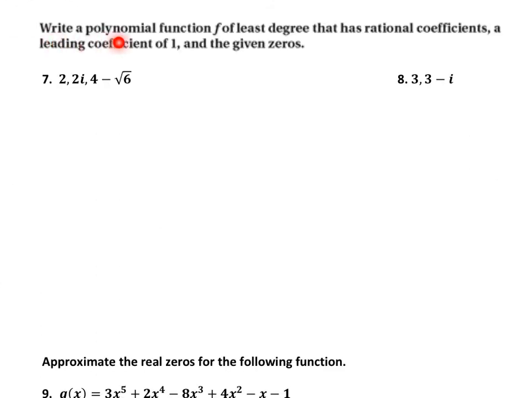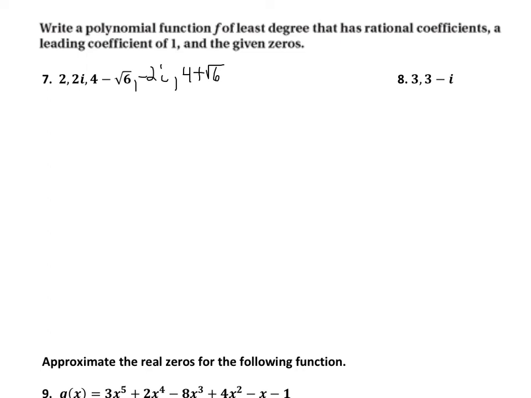Okay, it says write a polynomial function f of least degree that has rational coefficients, a leading coefficient of 1, and a given zero. So same directions, but here, this is going to be a long one. See how it has the one imaginary and one irrational? That means we have to have the other imaginary, and the other irrational.